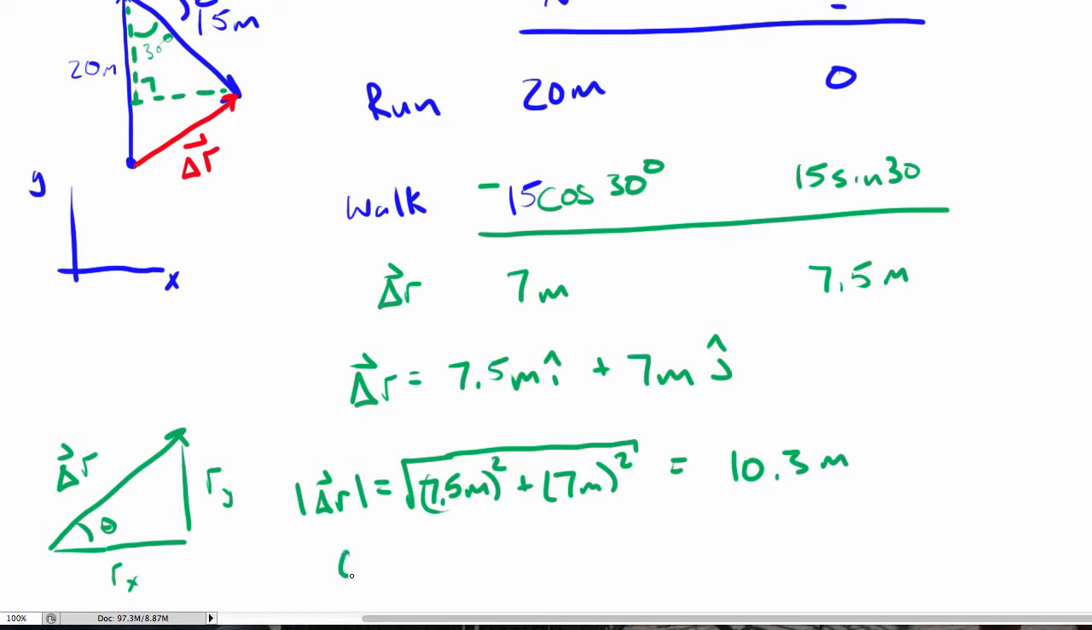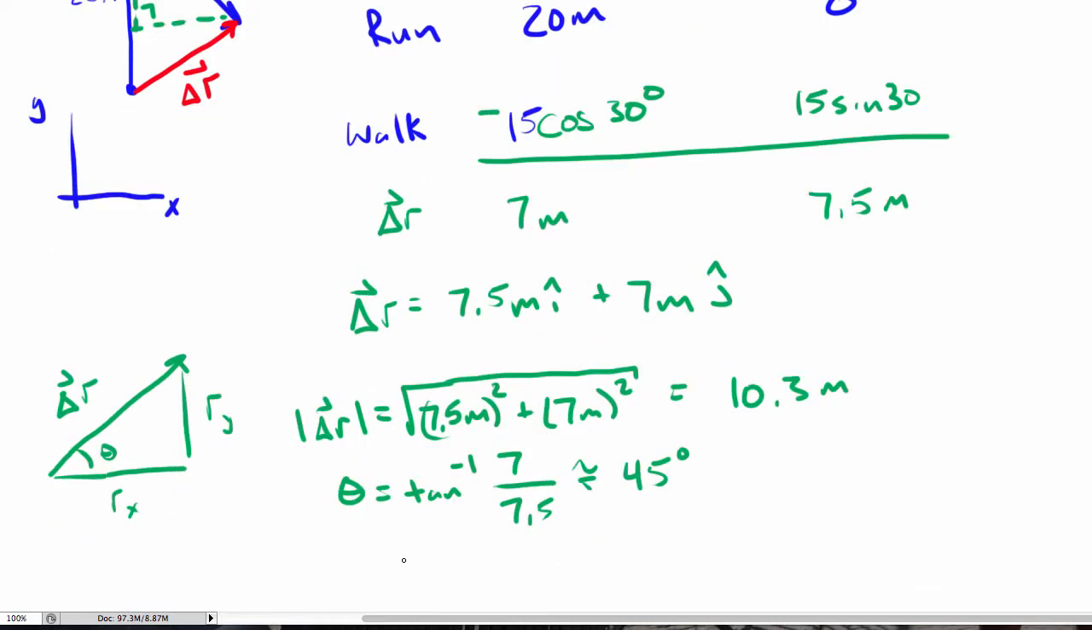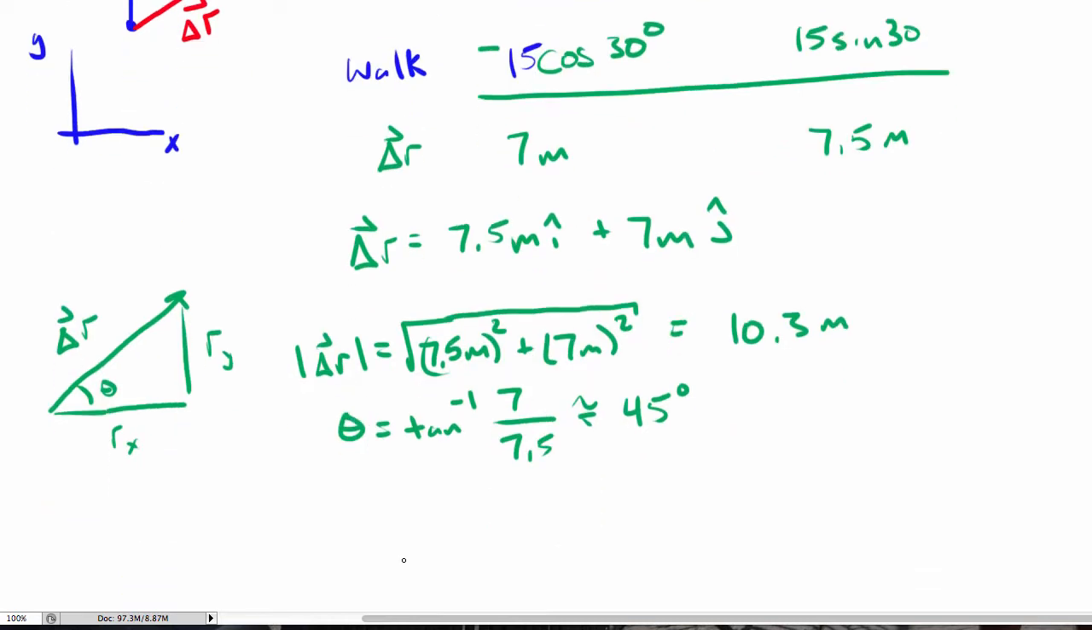And then to get the angle, I can choose whichever trig identity I want. I'm going to use the inverse tangent here. The angle is going to be the inverse tangent of r_y divided by r_x. So that's 7 meters divided by 7.5. If you do that, you get something pretty close to 45. I don't know what it exactly is, but because these two numbers are about the same, that should be about 45 degrees. So that's another way to write my vector: it has a magnitude of 10.3 meters at 45 degrees. In this case, I define theta to be north of east. So that's a pretty straightforward example of doing vector addition to calculate a displacement.